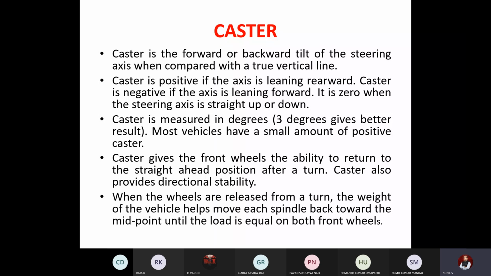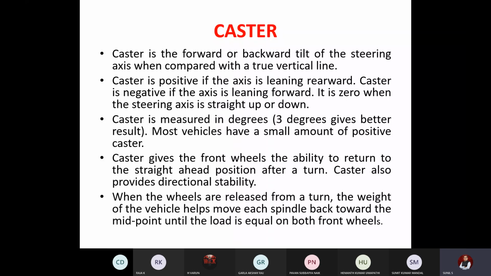We were talking of left or right tilt. Now it is front or back tilt, right? So caster is positive if the axis is leaning backward. Caster is negative if the axis is leaning forward. Okay, so it is 0 when the steering axis is aligned with the vertical axis. Usually caster will be given up to 3 degrees. It gives a better result. Most of the vehicles have a small amount of positive caster, that is the wheel axis will be retarded by 3 degrees.